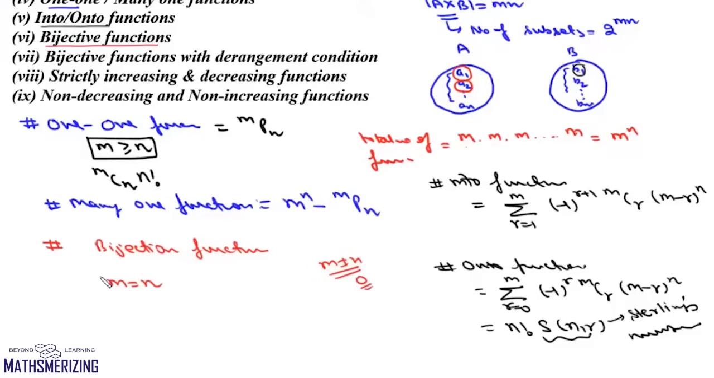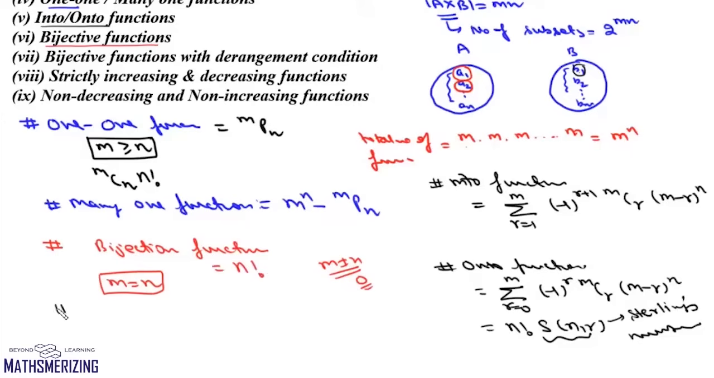Now when m is equal to n, then we have n elements in set A and n elements in set B. All we need to do is assign a one-to-one correspondence between the elements. So it is nothing but again permutation of n objects. So the number of bijective functions defined from A to B, if m equals n, will simply be factorial n.